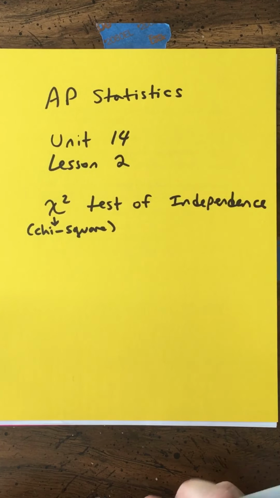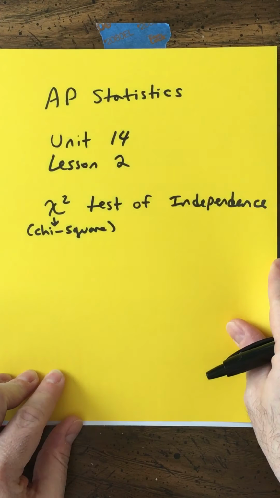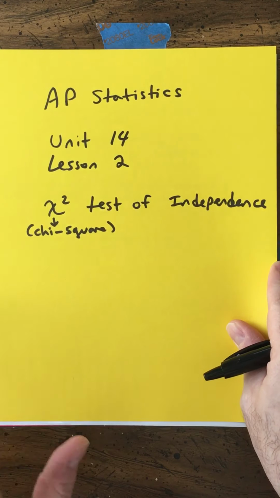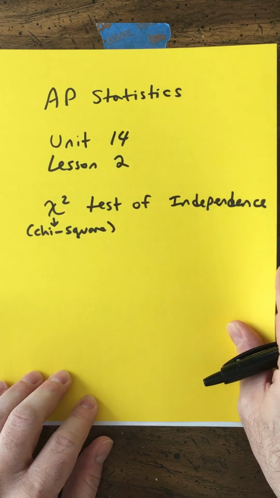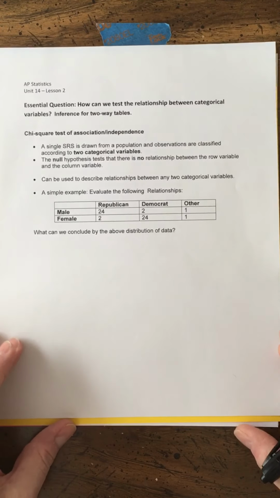It's the chi-square test of independence. I'm going to try to do this in 2 videos, so we'll see how that works out. Okay, so if we go to the first page, please print up the lesson and look at the first page.